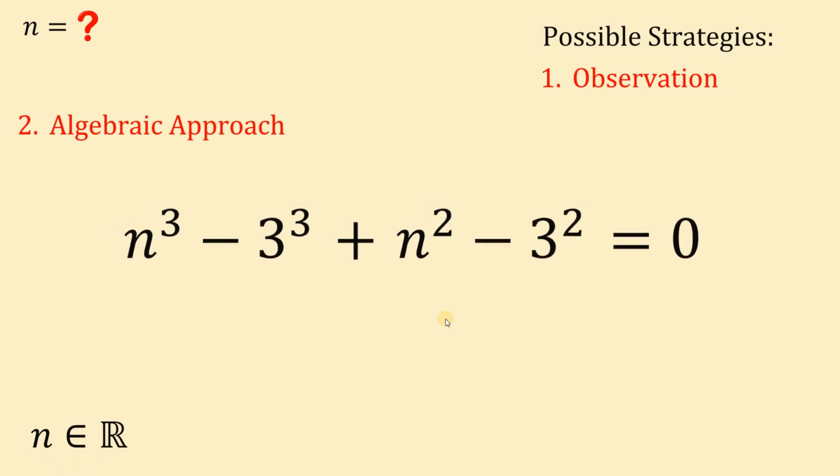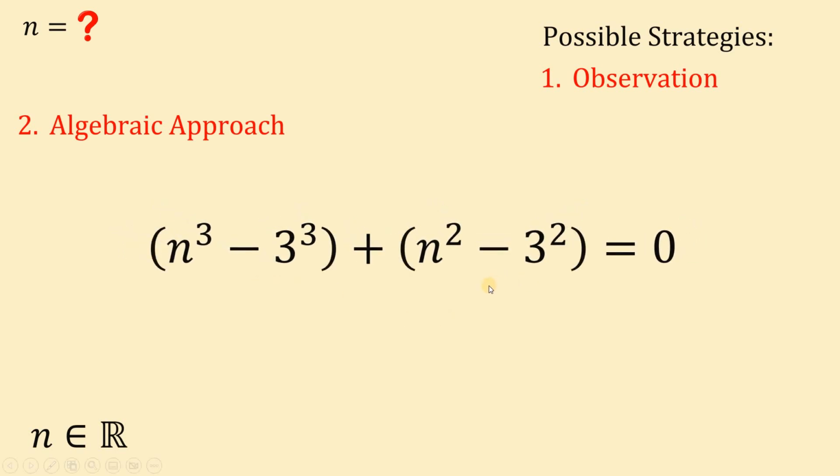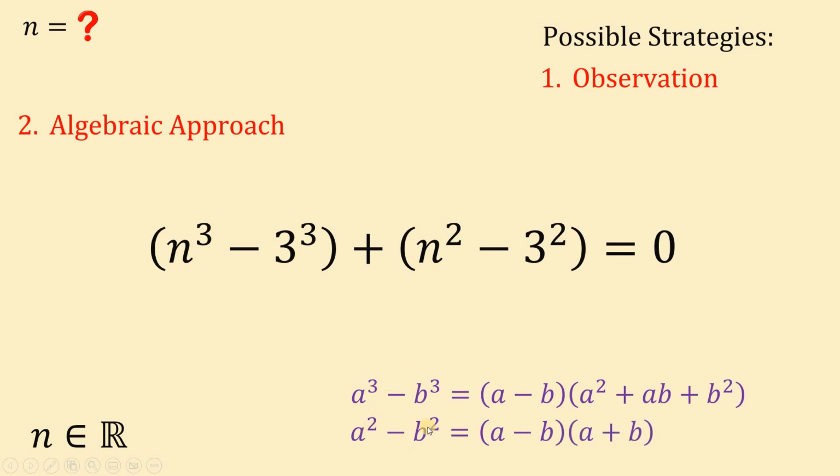Now, from here, if we group these, notice that we can use the identity a cubed minus b cubed, or the difference of two cubes. If we have a cubed minus b cubed, it is equivalent to a minus b multiplied by a squared plus ab plus b squared. And also the difference of two squares: a squared minus b squared is equivalent to a minus b multiplied by a plus b. Therefore, we can factor these two terms.